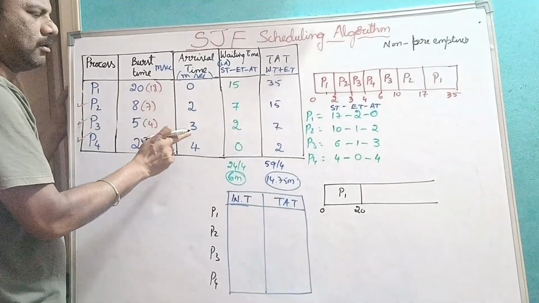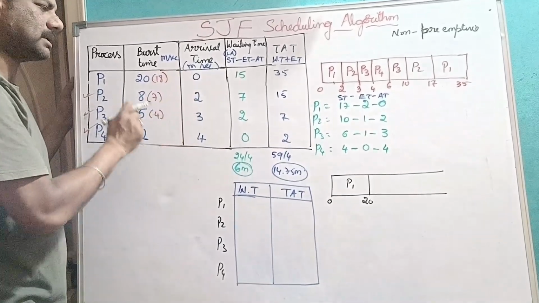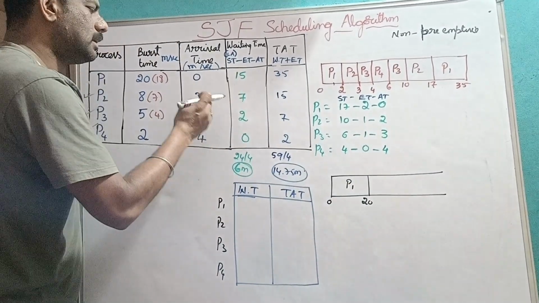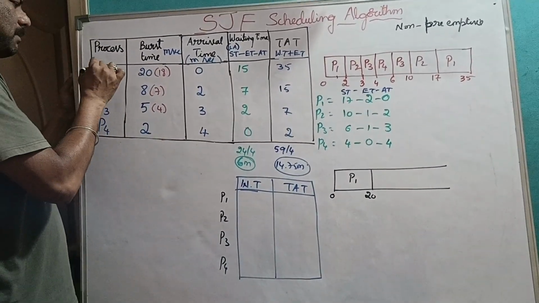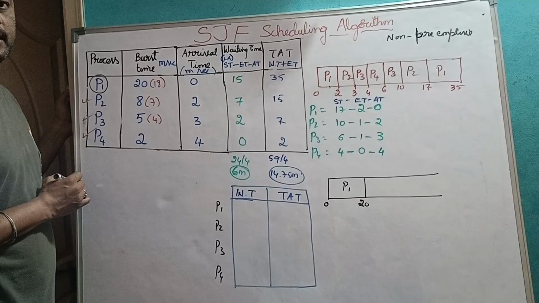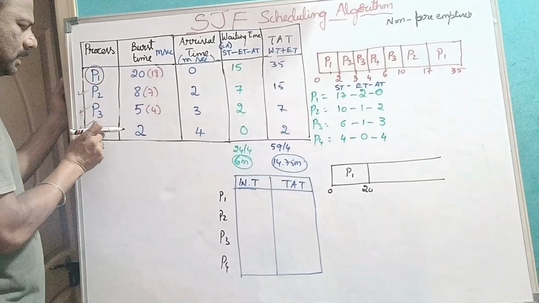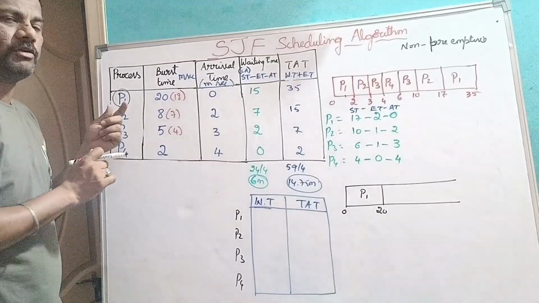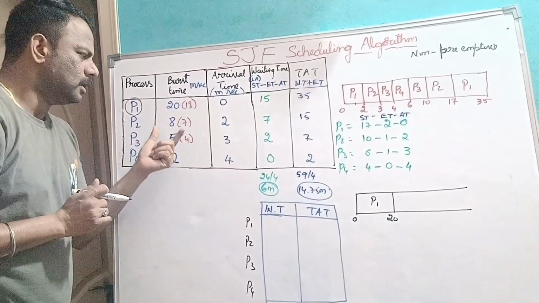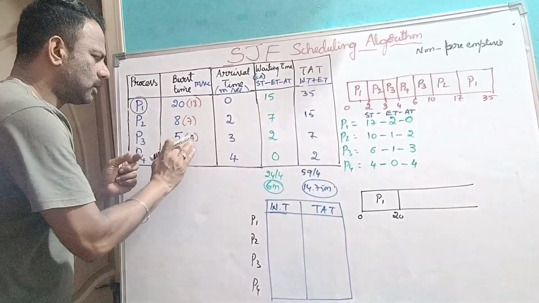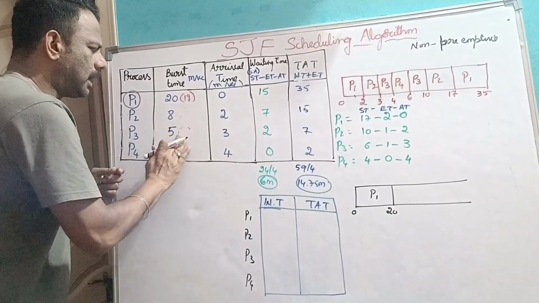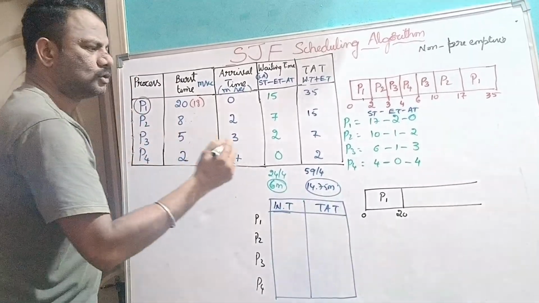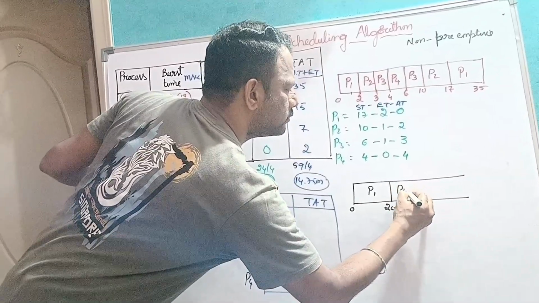Second millisecond, third millisecond, fourth millisecond, already these 3 processes arrive. But we are at the time 20 milliseconds. By this time, all other 3 processes arrive. But by this time, what have I completed? Process P1. Now P2, P3, P4 remain. Out of P2, P3, P4, which one needs the shortest time? So 8, 5 and then 2. Among 8, 5, 2, which process needs minimum time? P4. So I have to start P4.